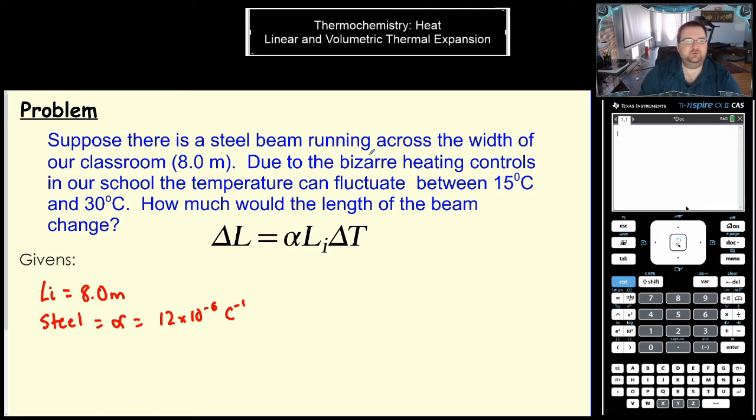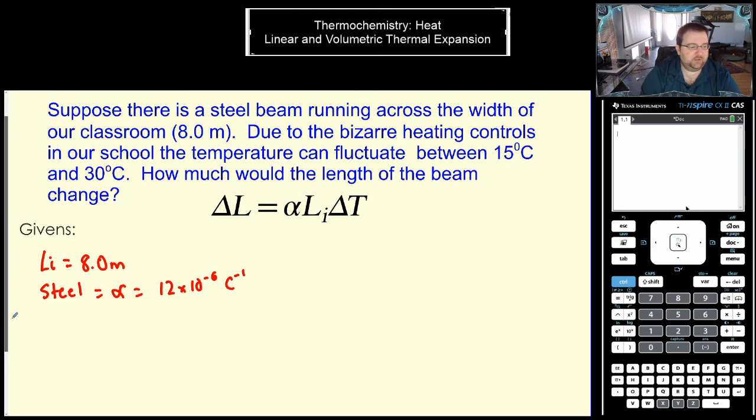Due to the bizarre heating controls in our school, the temperature can fluctuate anywhere between 15 Celsius and 30 degrees Celsius. How much would the length of the beam change? Okay, so what's our change in temperature? It's 15 degrees Celsius, right? We can go anywhere from 30 degrees to 15 degrees. What's the difference between them? 15 degrees. Okay. Our change in temperature is 15 degrees. How much would the length of the beam change? So what would be the change in the length? That's what we're being asked.